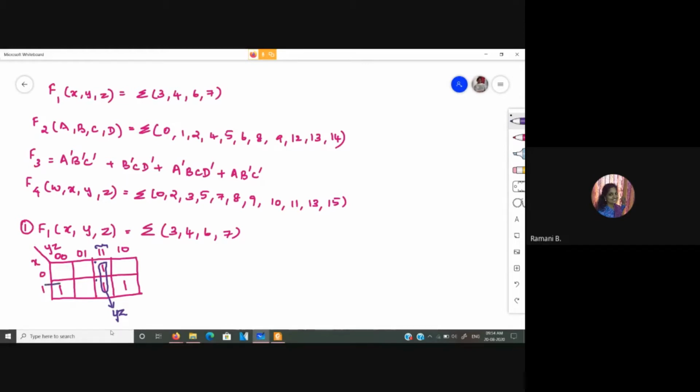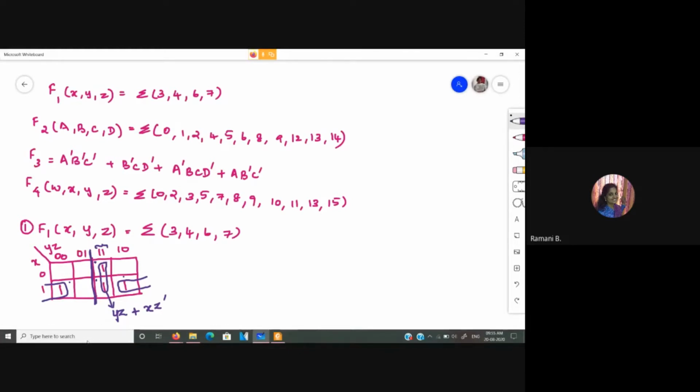Now you can combine these two, that is a mirror image. By folding the map at this point, you will have these two overlapping. In both these boxes x is equal to 1, so we keep that variable as such. Here y is equal to 0 and y is equal to 1 over here, so we leave it out. z is equal to 0 is common in both, so our expression will be yz plus xz bar.